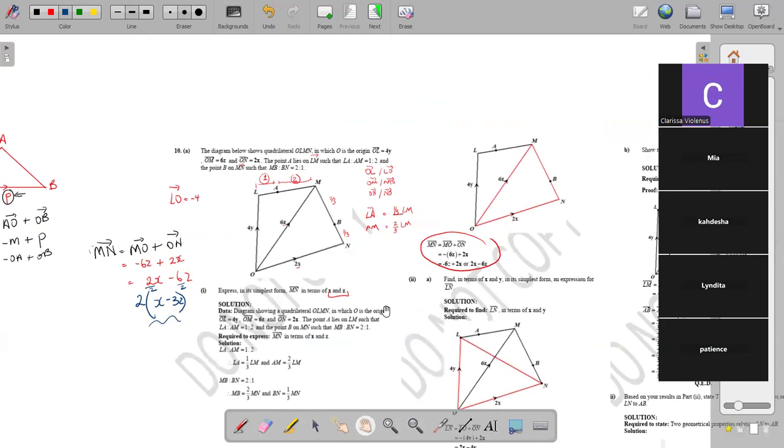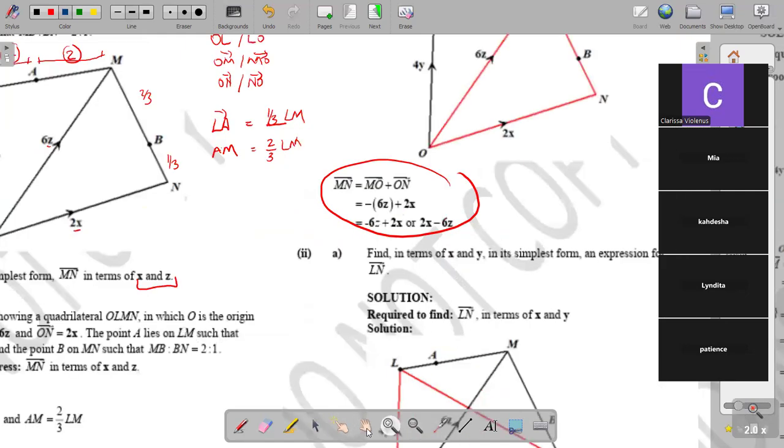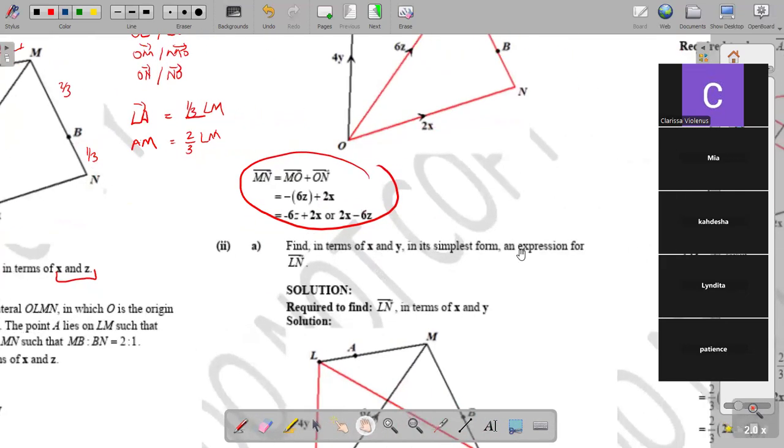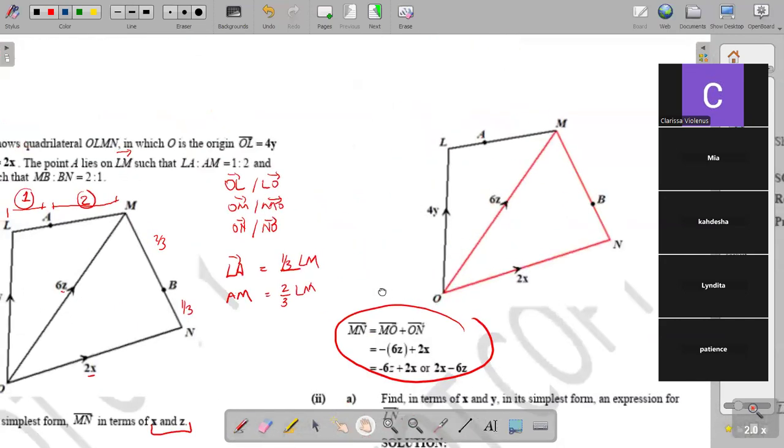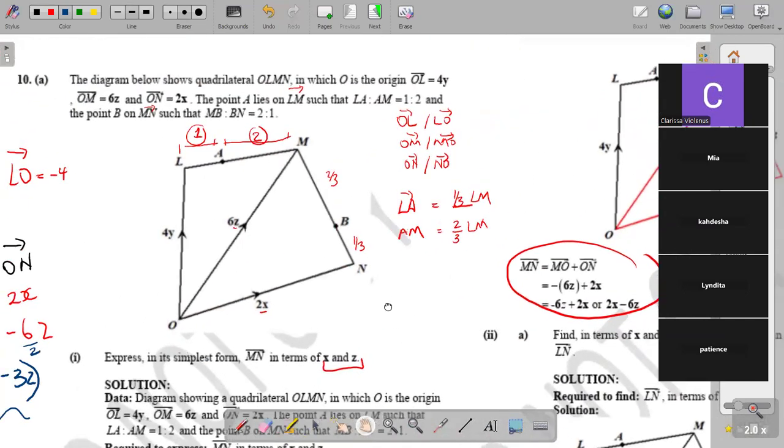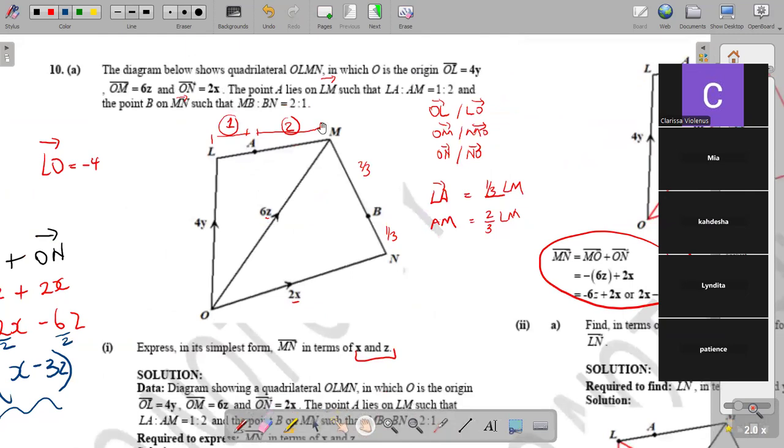All right, so let's move on. The next question says, find in terms of x and y the simplest form for LN. So now we're going to find LN.